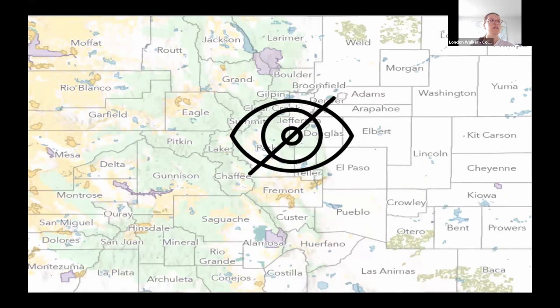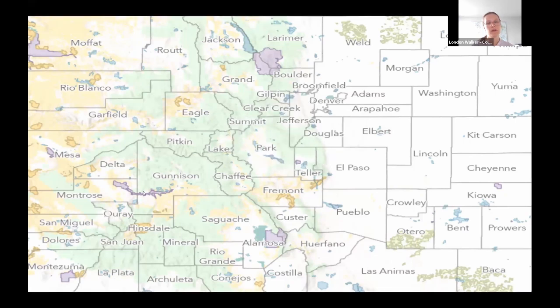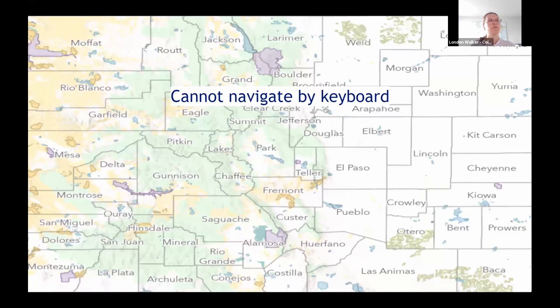Okay, so maps are not inherently accessible. Let's walk through some of the accessibility issues that generally need to be addressed in mapping. First up, you cannot navigate around by keyboard. In most applications, you can use the tab key to move around the interactive elements. In most maps, you can zoom in and out and have some basic navigation, but you can't use the keyboard to click a feature or do other processing.